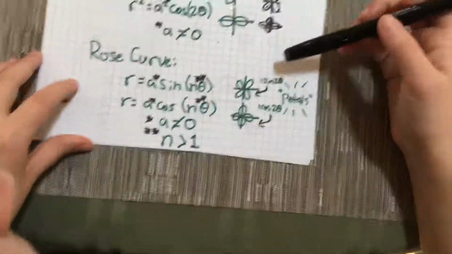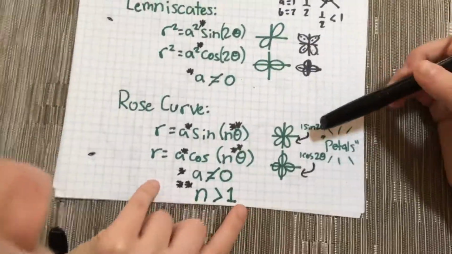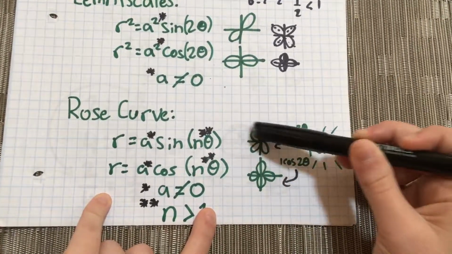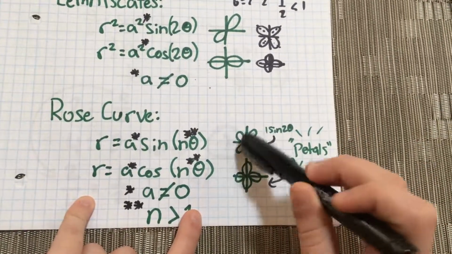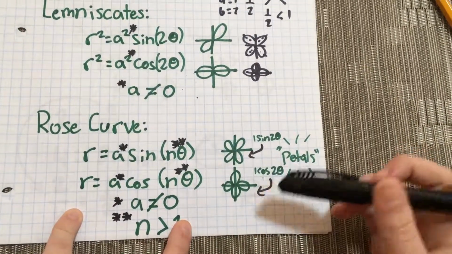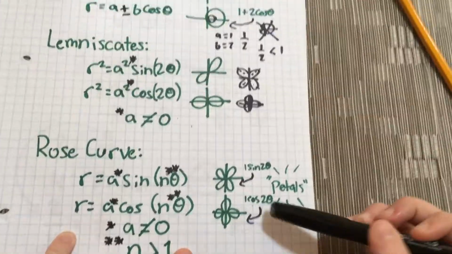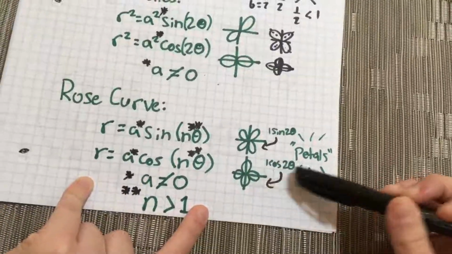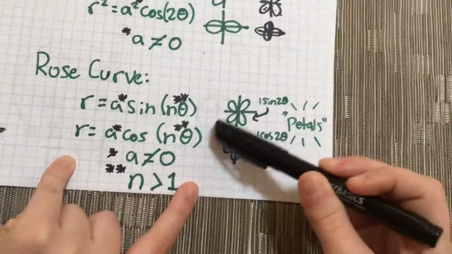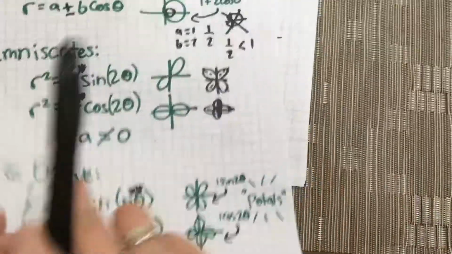So in this case, let's say we have 1 times sine 2 theta. That would, again, show our little petals here, and it would be 4 of those, for reasons I explained a little bit earlier about the petals. Same with this one. If 1 times cosine 2 theta was graphed, it would go along the axis, just like this was along the diagonal.